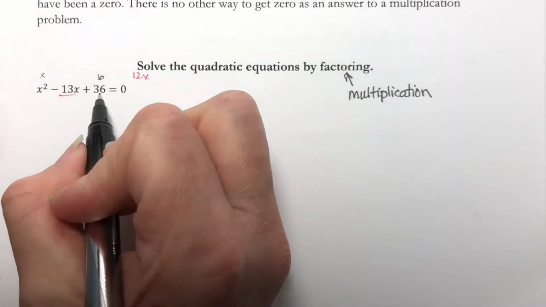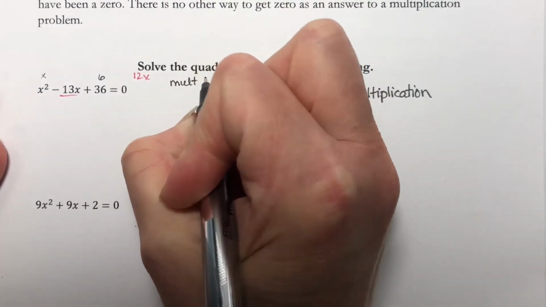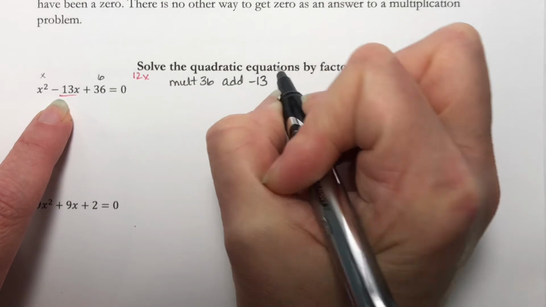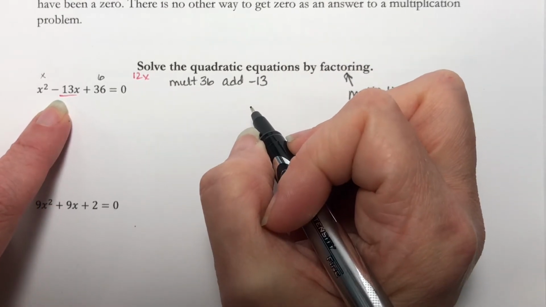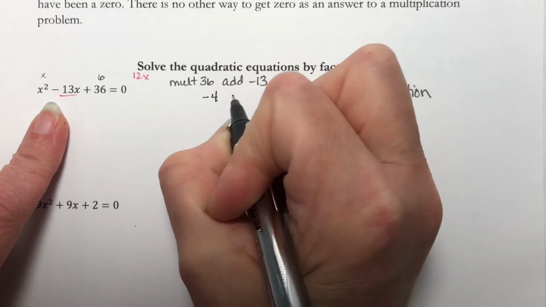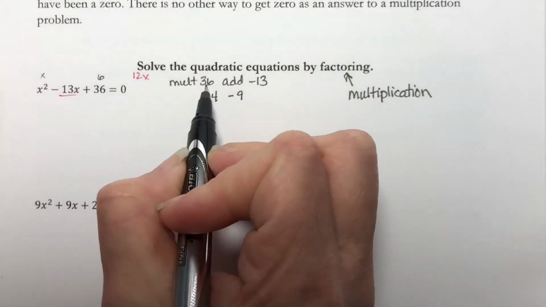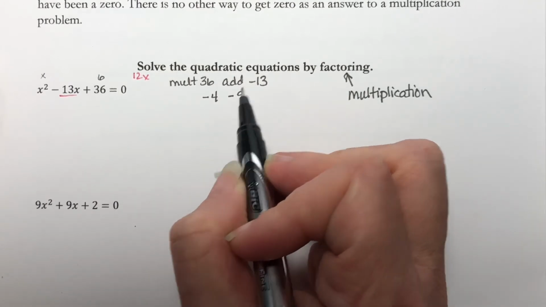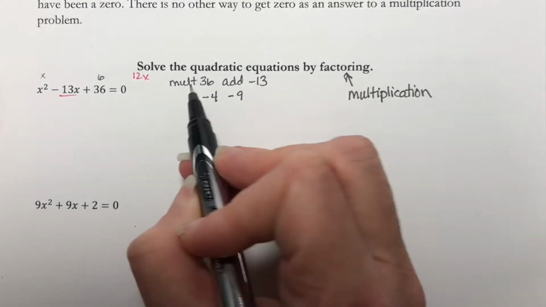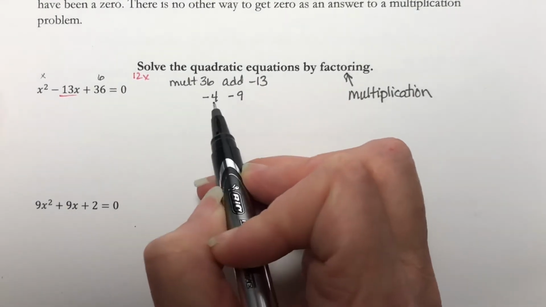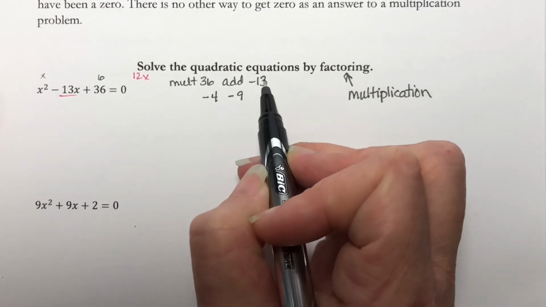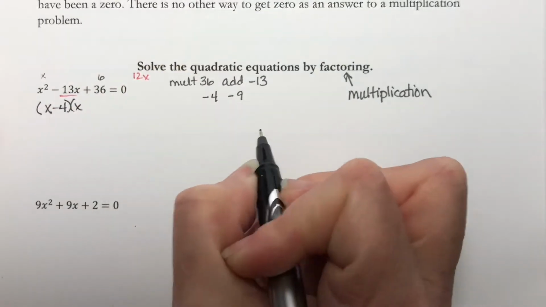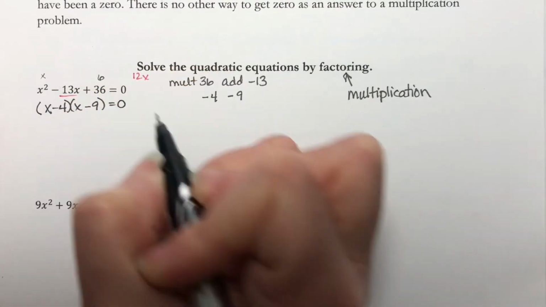That means I'm going to need two numbers that multiply to 36 and that add to negative 13. The numbers that will work are negative 4 and negative 9. They multiply to a positive 36. If you're multiplying to a positive number, you're either going to have two positives or two negatives. And we want to add to a negative number, so we make sure that they are both negative. So this factors as x minus 4 times x minus 9 is equal to 0.